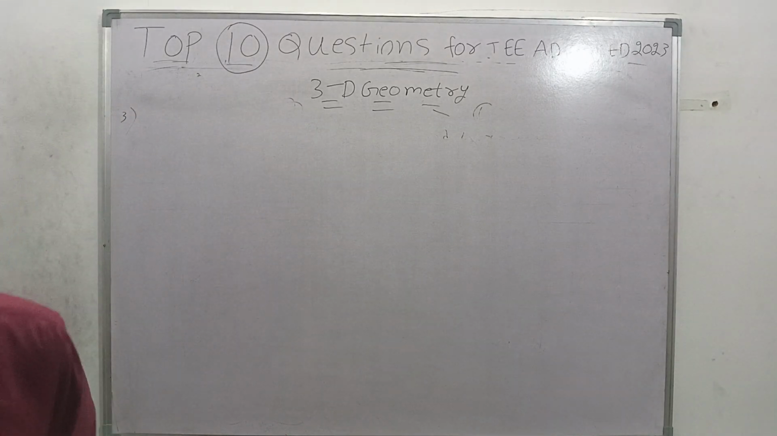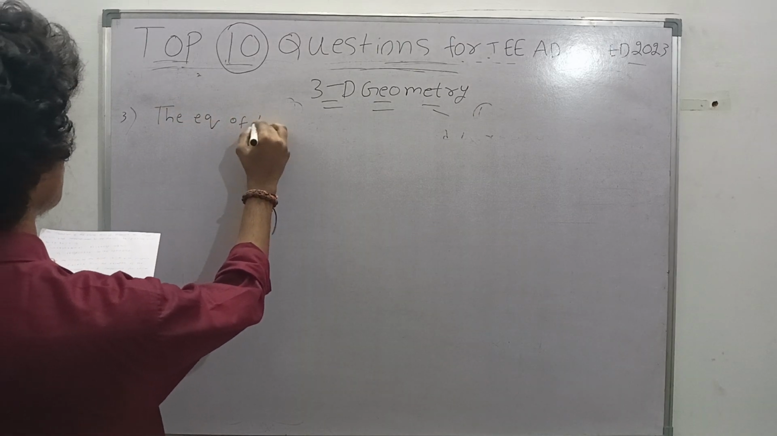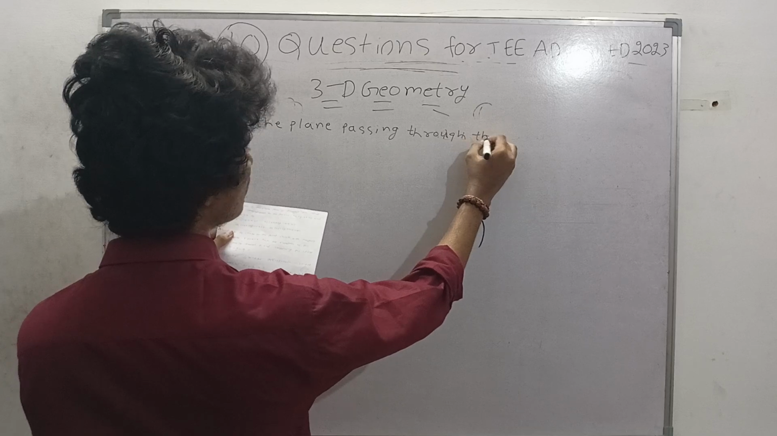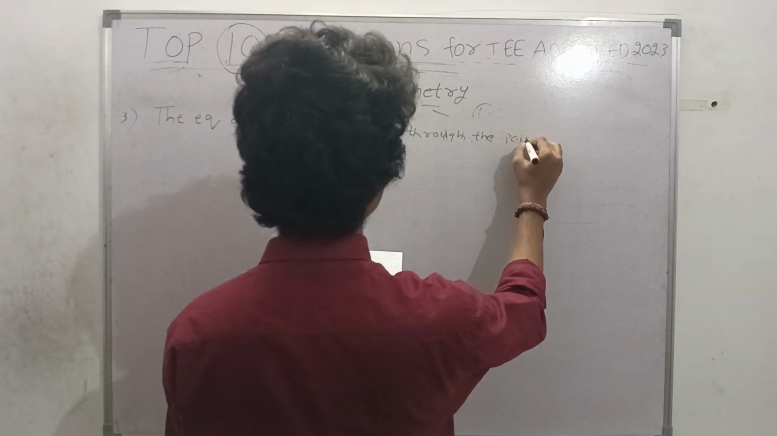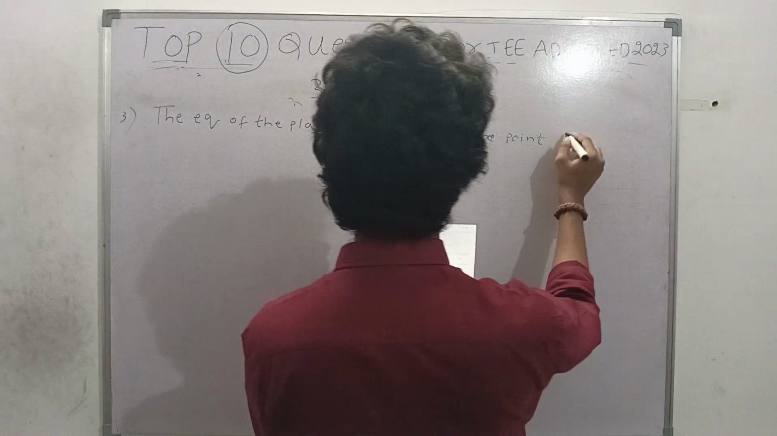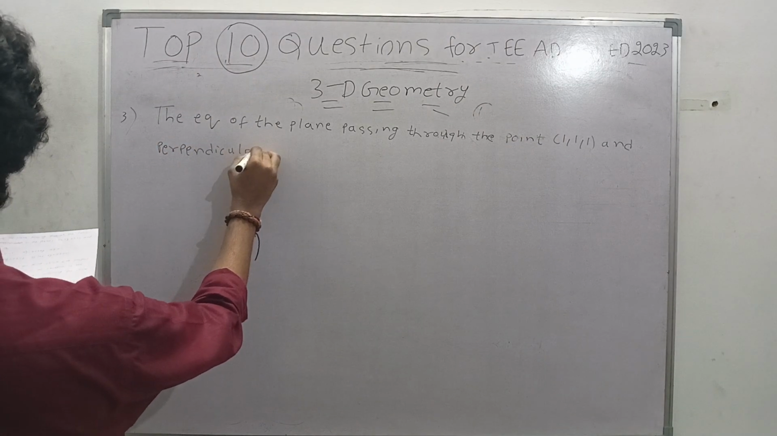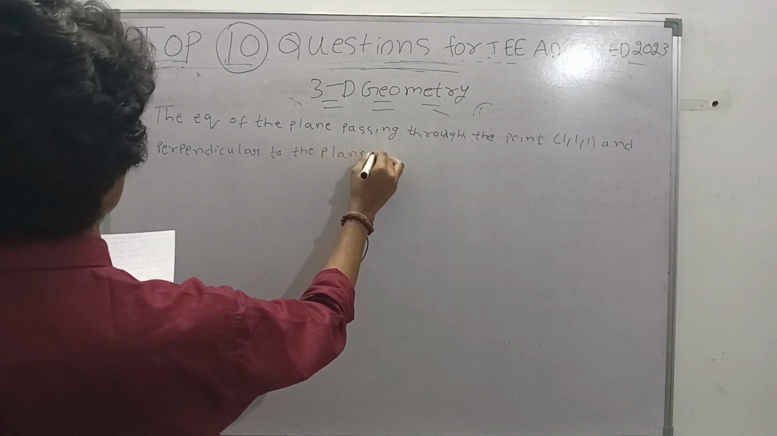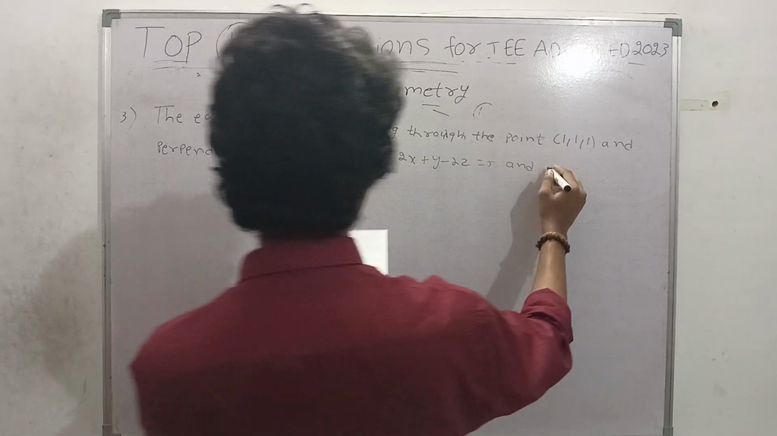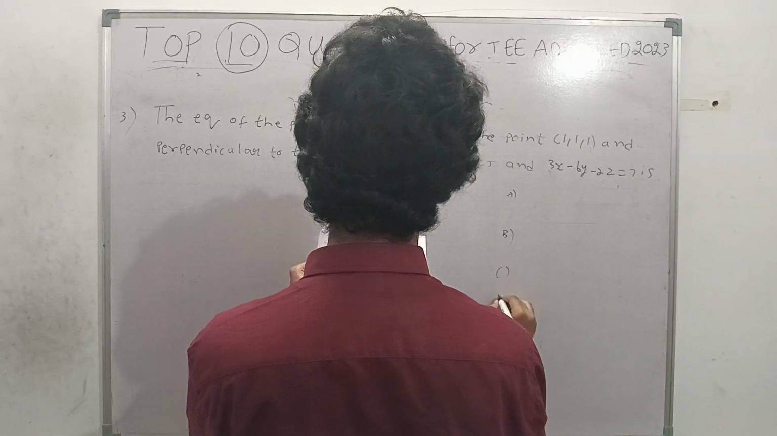Now third question. The equation of the plane passing through the point 1, 1, 1 and perpendicular to the planes 2x plus y minus 2z equal to 5, and another plane 3x minus 6y minus 2z equal to 7, is option A, option B, option C, option D.